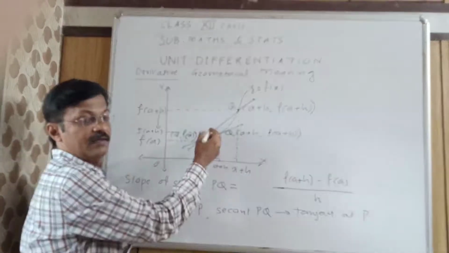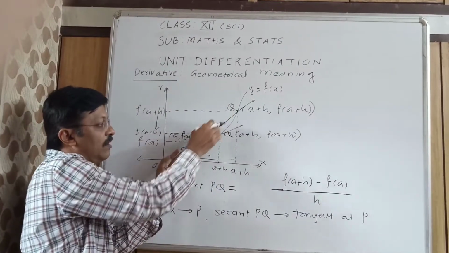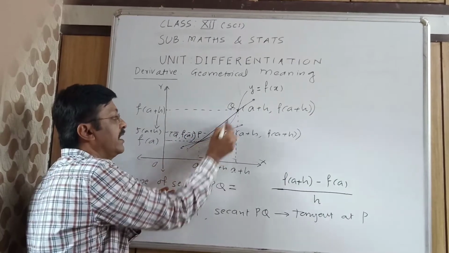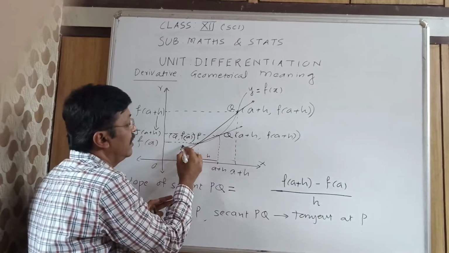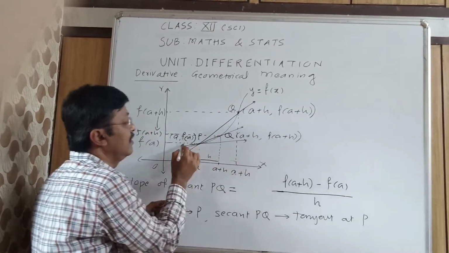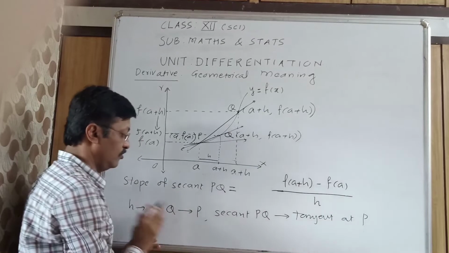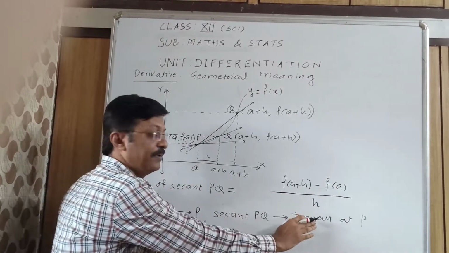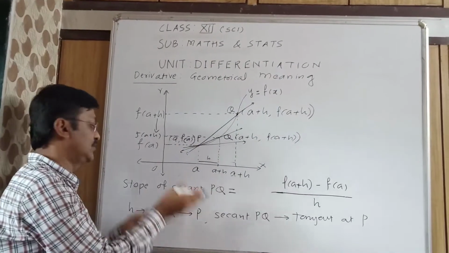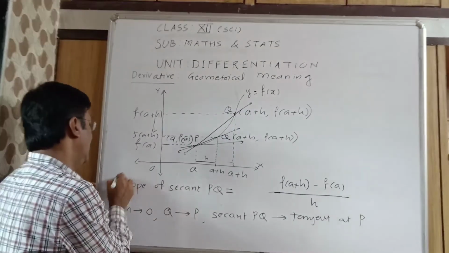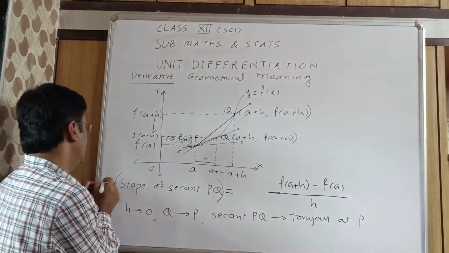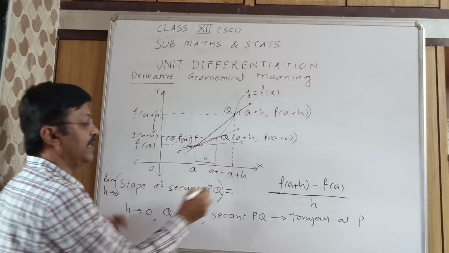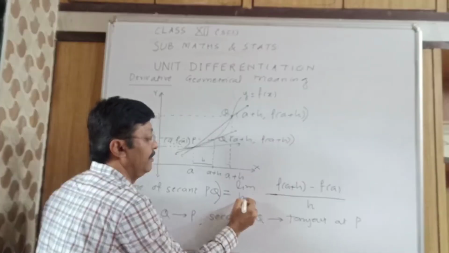How would it look like? If h is very small, Q will come close to P, even closer to P, and then finally you will find this secant like this, and finally you will see secant as just a tangent at P. So with this condition, h tending to 0, secant PQ turns into tangent at P. So let us apply this limiting condition on this relation, limit h tending to 0 on both sides.